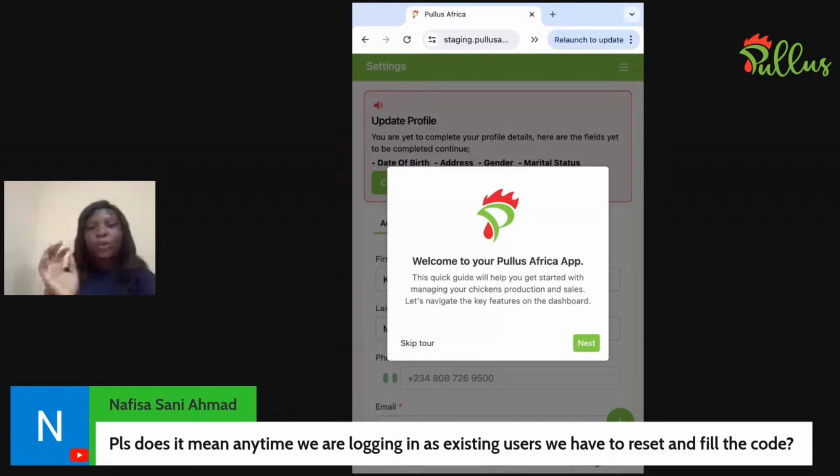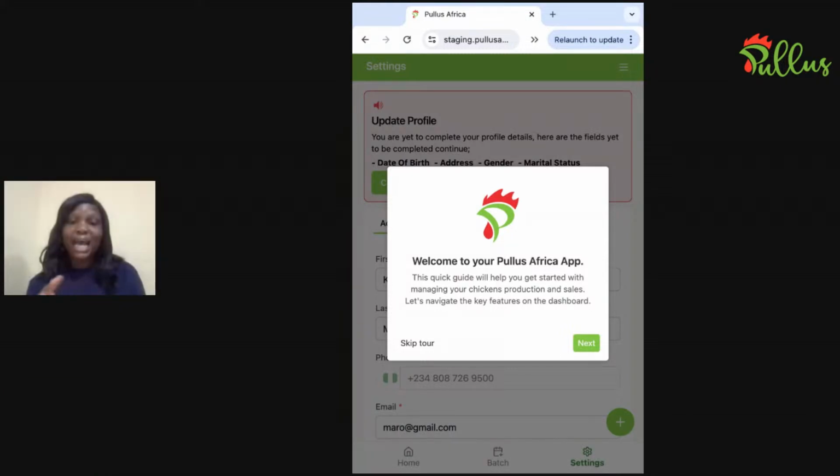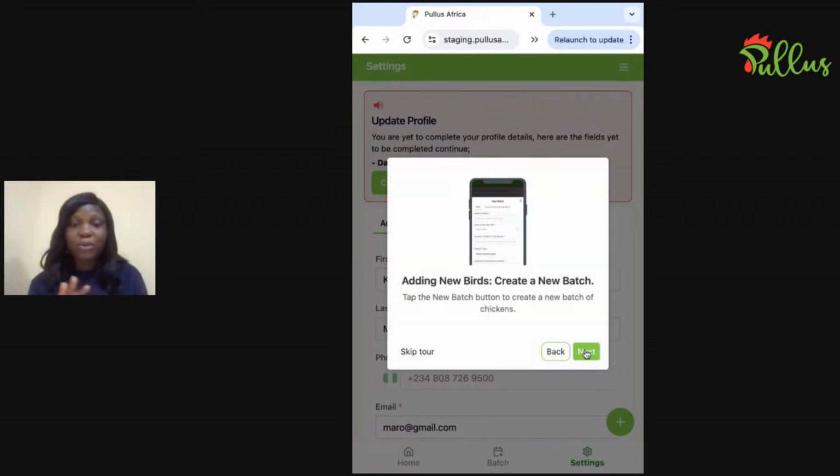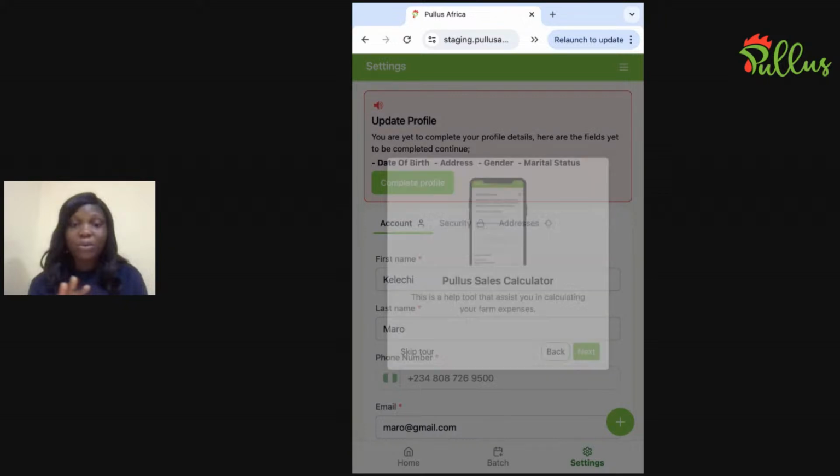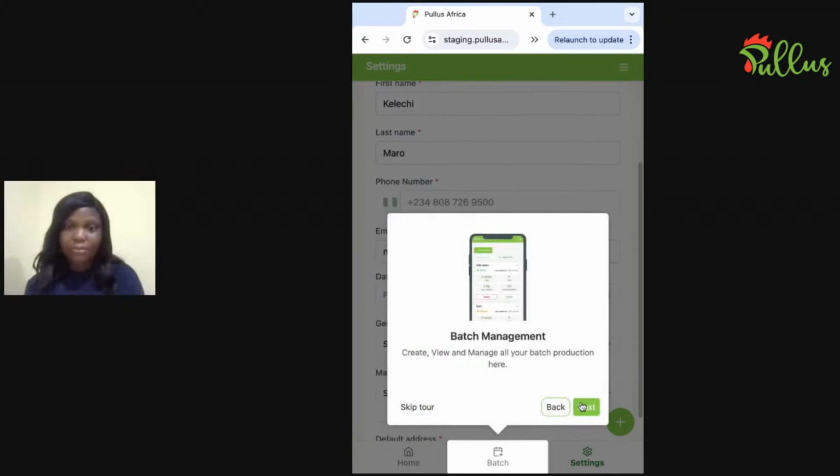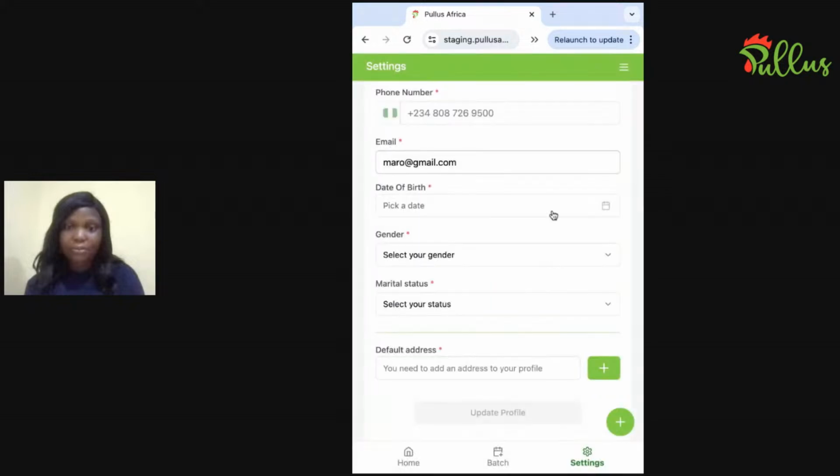The next thing you see is this tour. This just guides you on what the app is about, just gives you a quick brief of what the app is about. So you can just go through to see the different features and different things that you can do on the app. Okay, so next and finish.